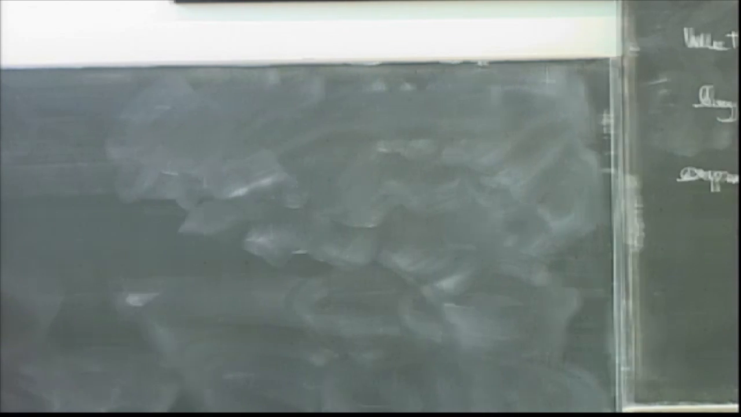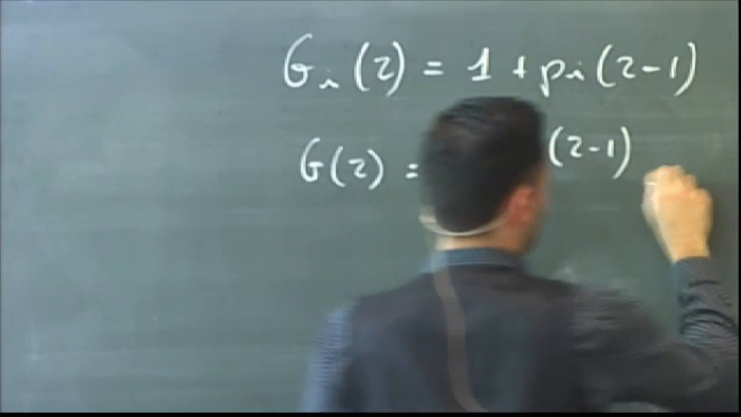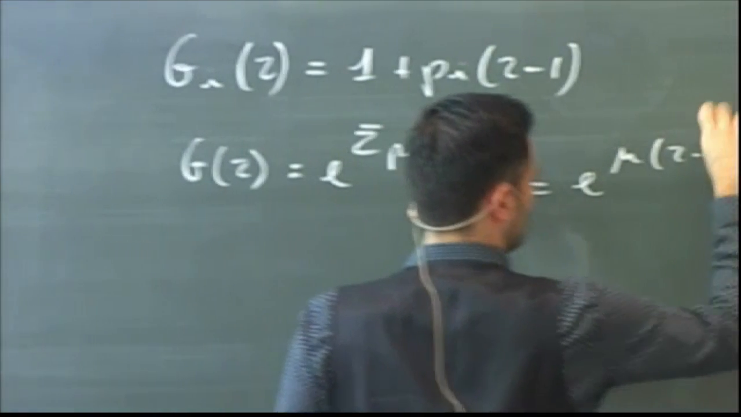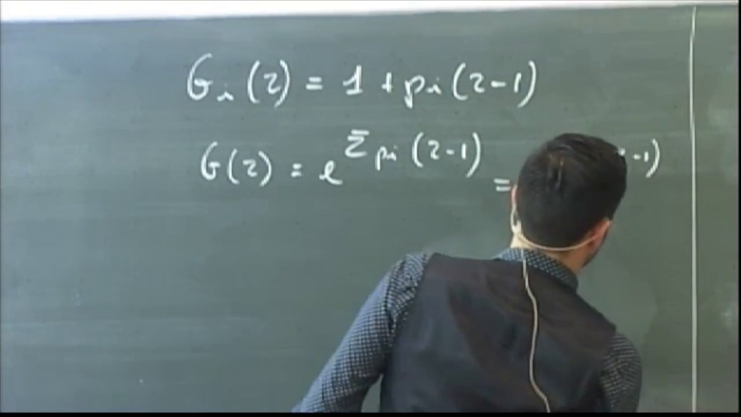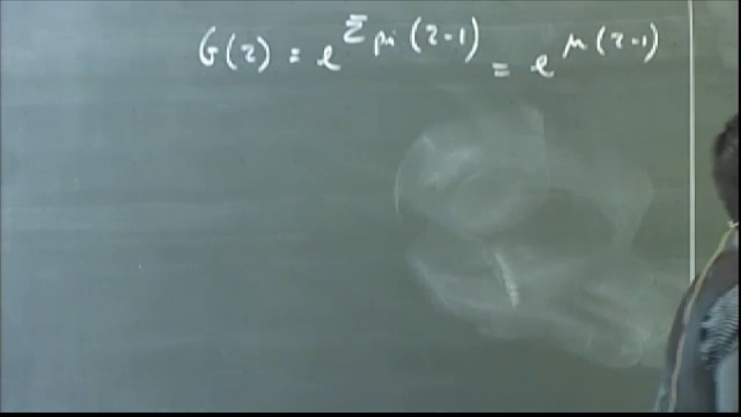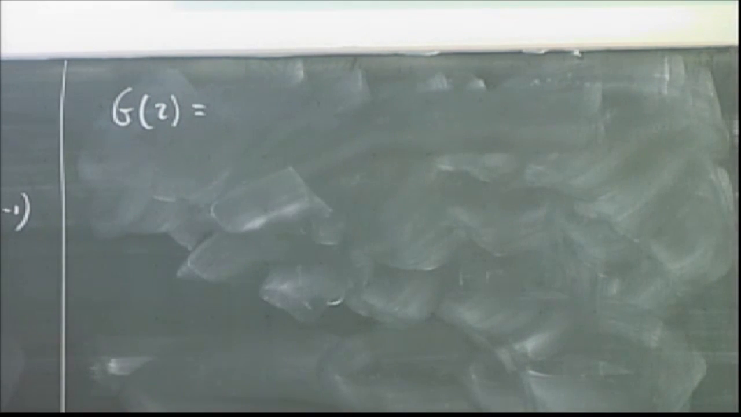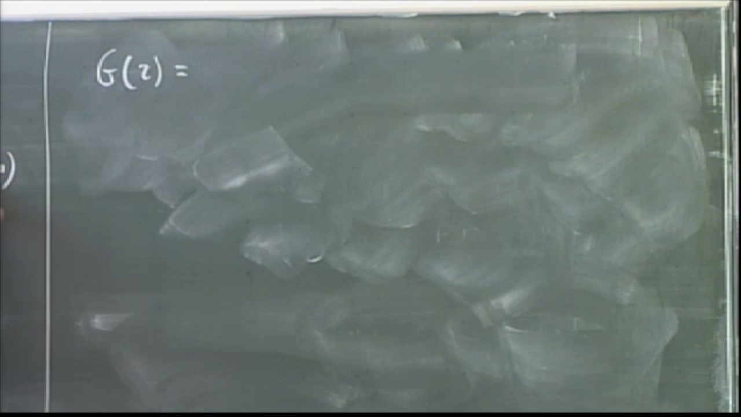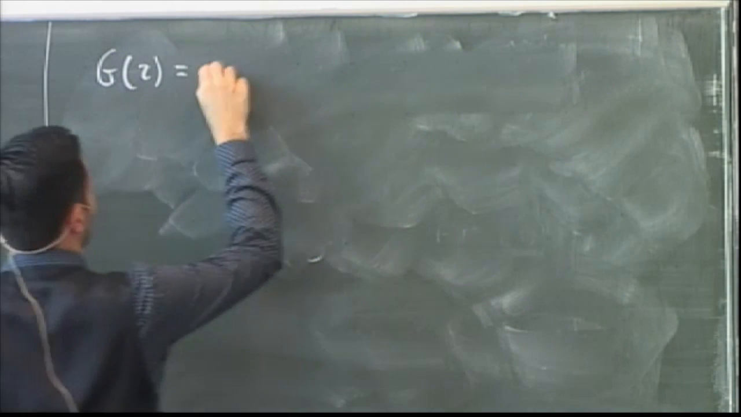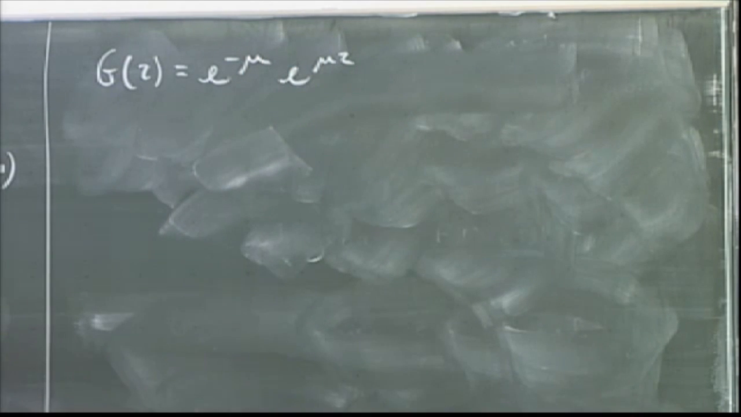G(z) is equal to e to the summation of pi (z minus 1), or e to the mu (z minus 1), okay? This is what we just write here because later we will use it. Now, consider this transformation.